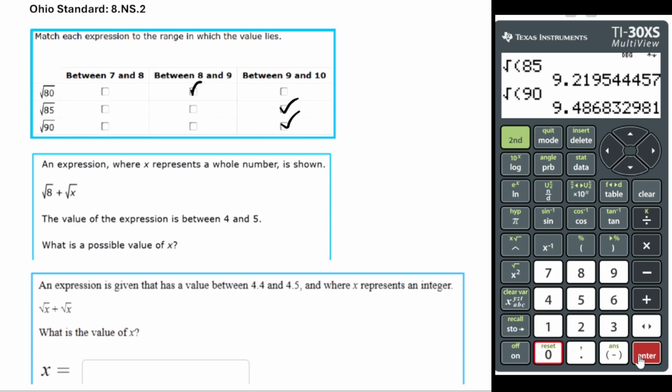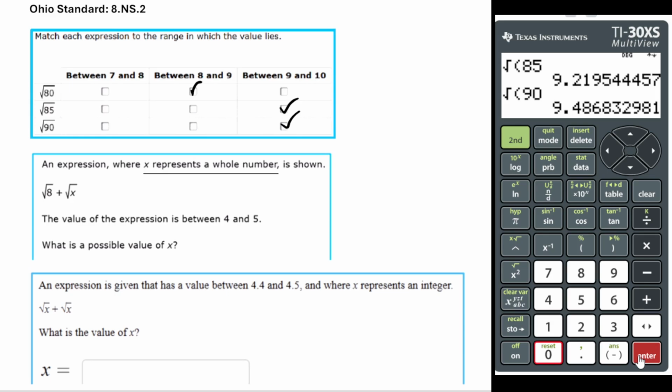So let's go to question 2. An expression where x represents a whole number. Important thing to note, x has to be a whole number, is shown. The square root of 8 plus the square root of x. The value of the expression is between 4 and 5. What is a possible value of x?